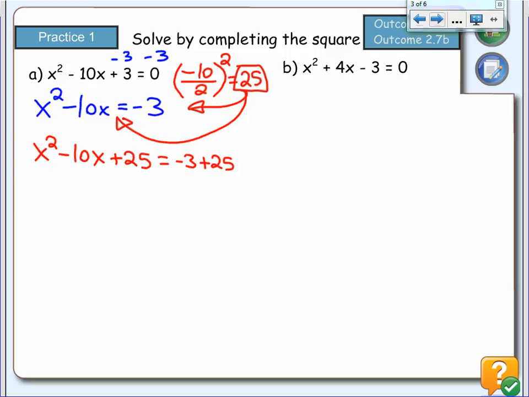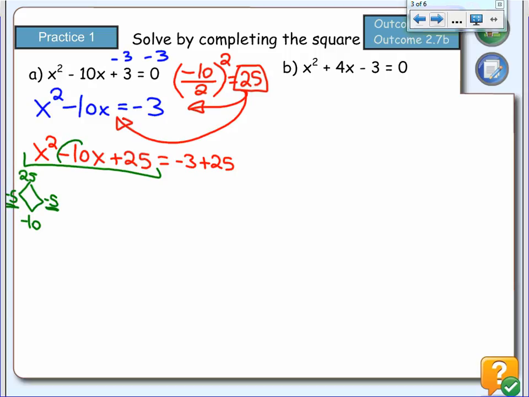Now what that does is it creates something on the left-hand side that can now be factored. This thing, it can be factored. If you were to create a diamond for that, and you ask yourself, what things would multiply to be 25 and add to be negative 10, you get negative 5 and negative 5. We call this a perfect square trinomial because you'll notice that your two answers, negative 5 and negative 5, are the same. And those numbers are half of your b value.